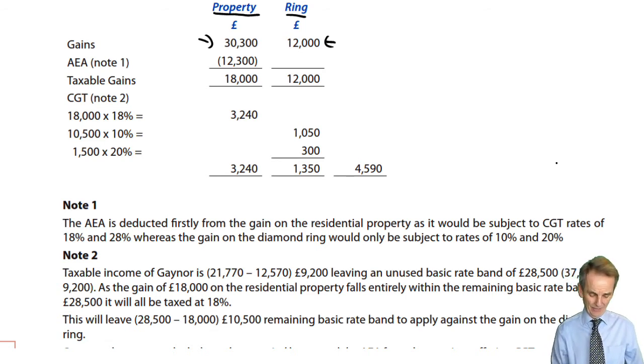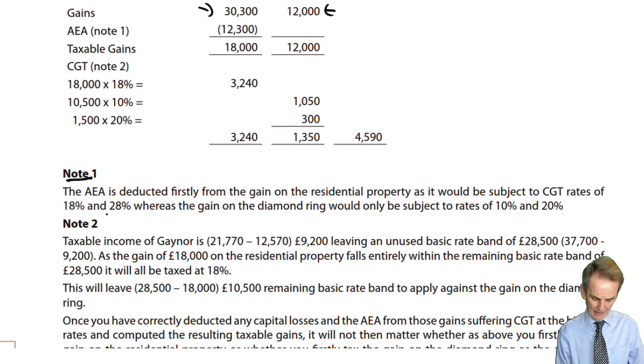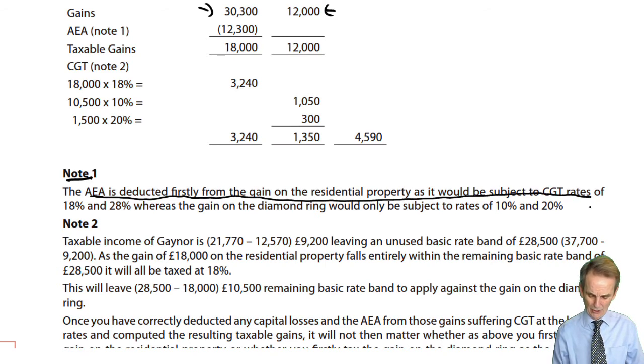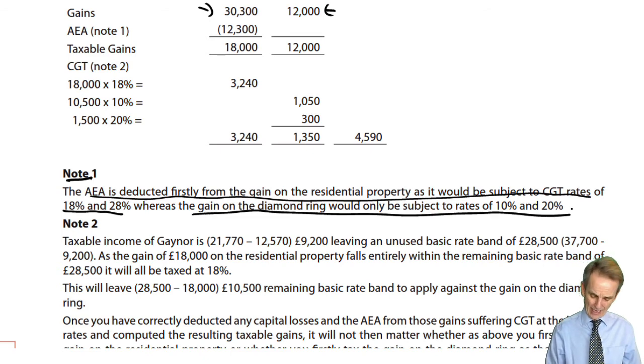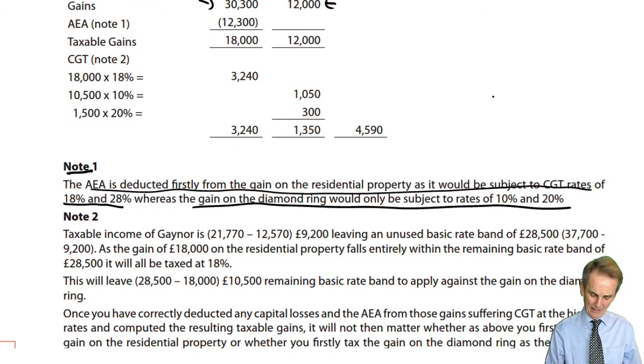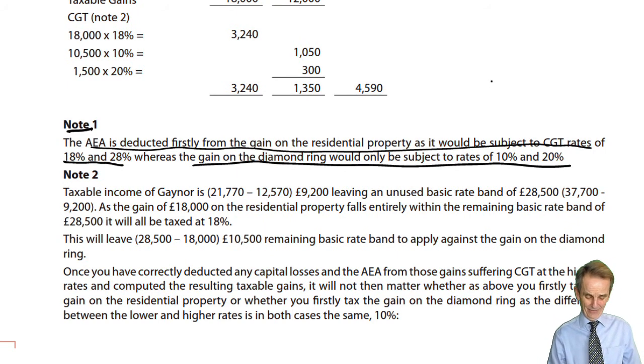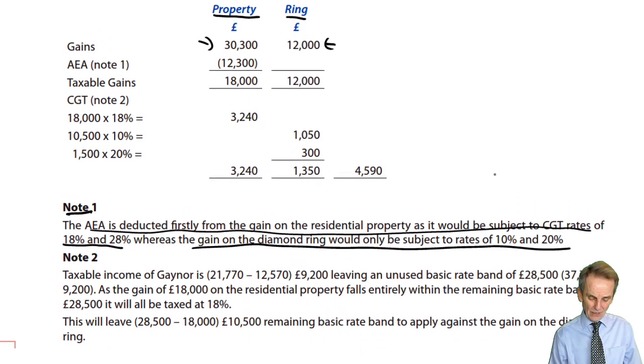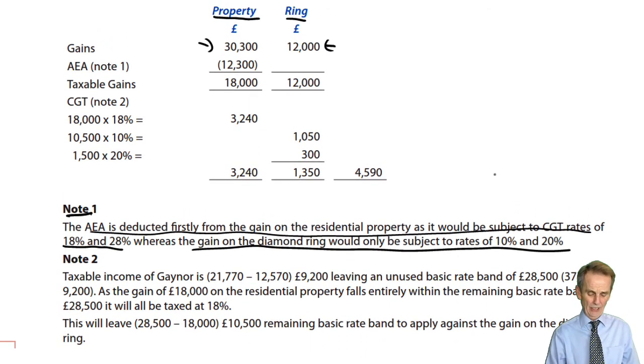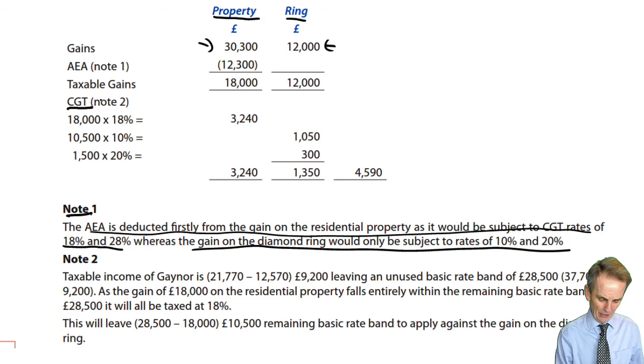So in note 1, we can see what we discussed in looking through that question. The AEA is deducted firstly from the gain on the residential property, as it would be subject to CGT rates of 18 and 28%, as we've said, whereas the gain on the diamond ring would only be subject to the lower rates, the lower rate of 10% and its respective higher rate of 20. But 10 and 20 is a lot lower than 18 and 28. So having got the individual figures of taxable gains on these two categories of asset, the residential property and the other assets there, we then need to establish the CGT.